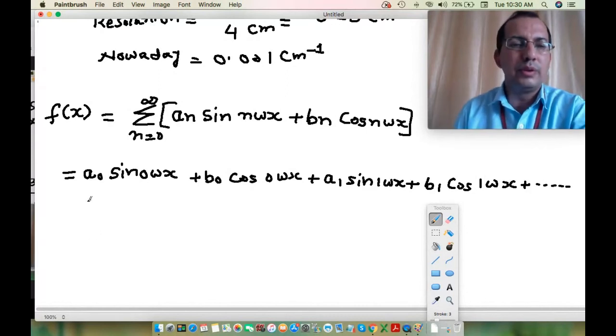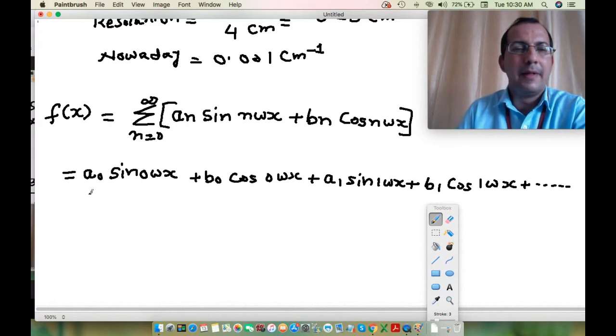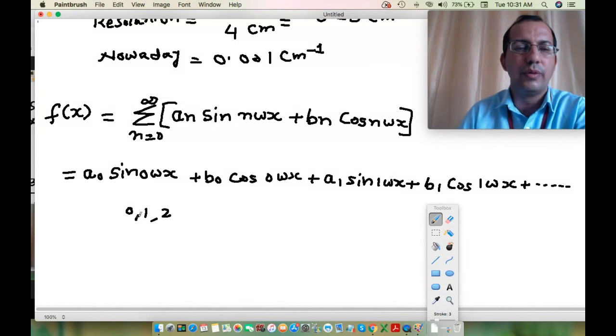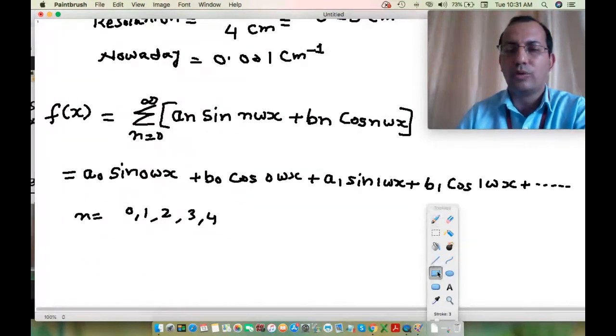So if you look into the Fourier series, this Fourier series tells us that if you are having fewer terms in the Fourier series, let's say 0, 1, then the fit to the curve will be a rough fit. If you are increasing the number of terms, if n goes 1, 2 and 3, then you are very close to the fitting.